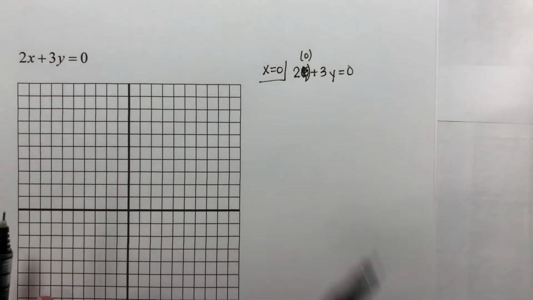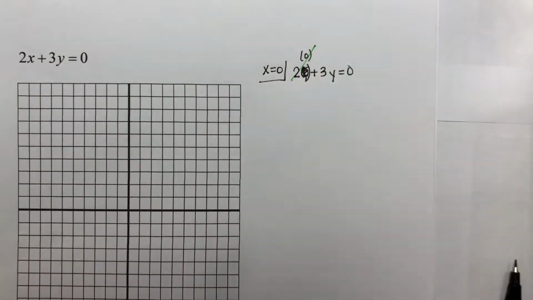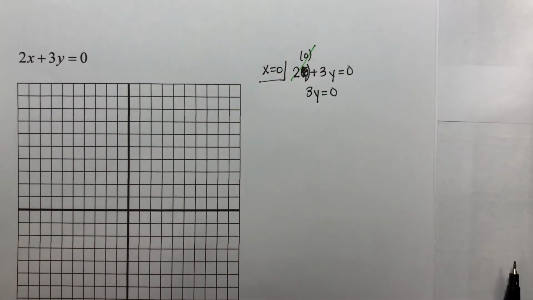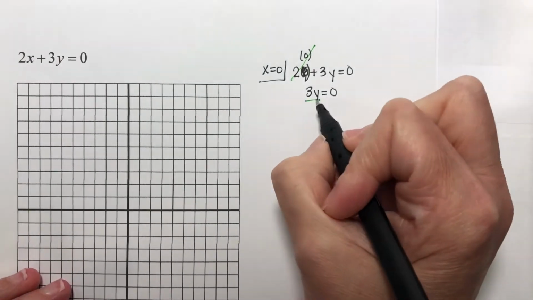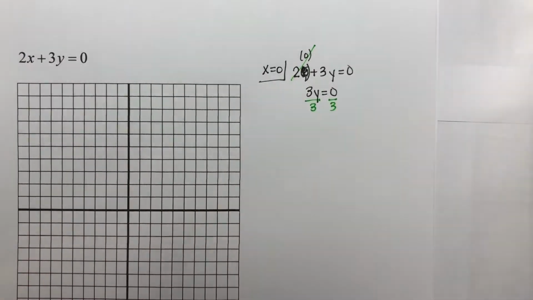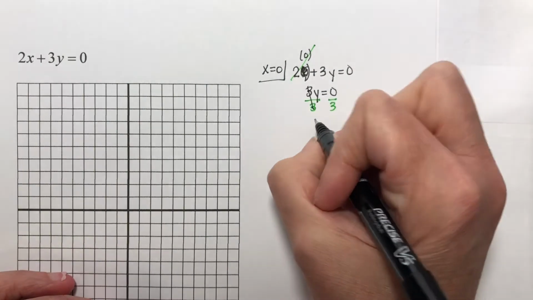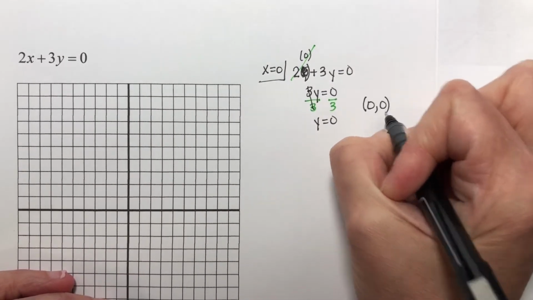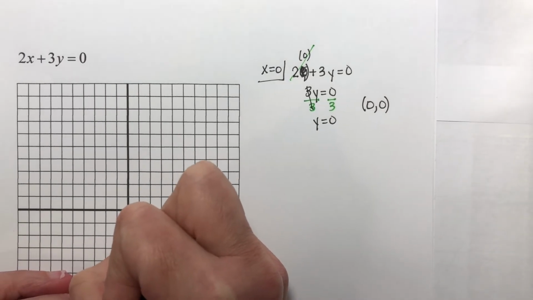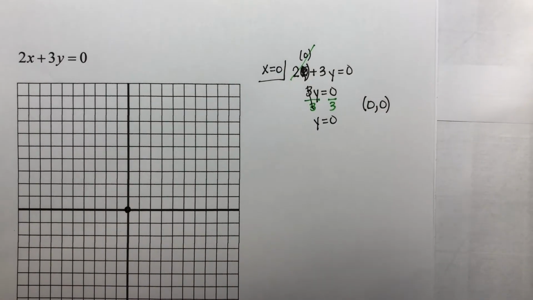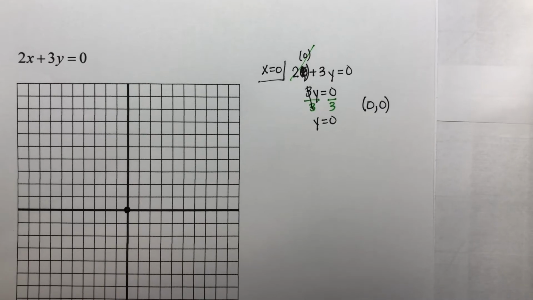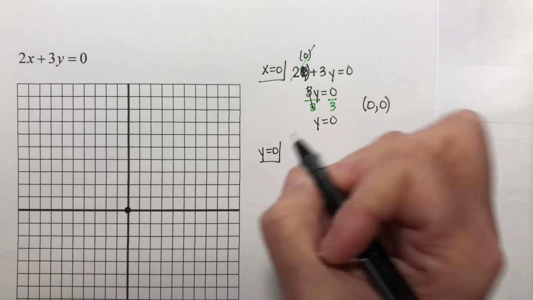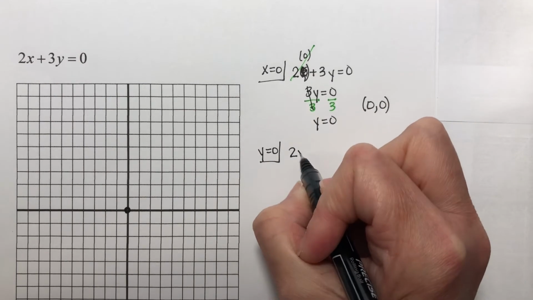Okay, 2 times 0 goes away, so I have 3y equal to 0. Now I need to divide both sides by 3. I am allowed to divide 0 by 3, and I get that y equals 0, which means I have the point 0, 0, which is the origin. Great. Except now when I go to find the other intercept, it's not going to get me much.